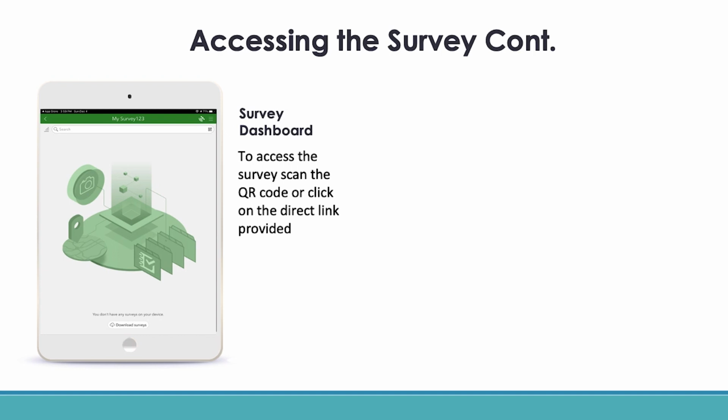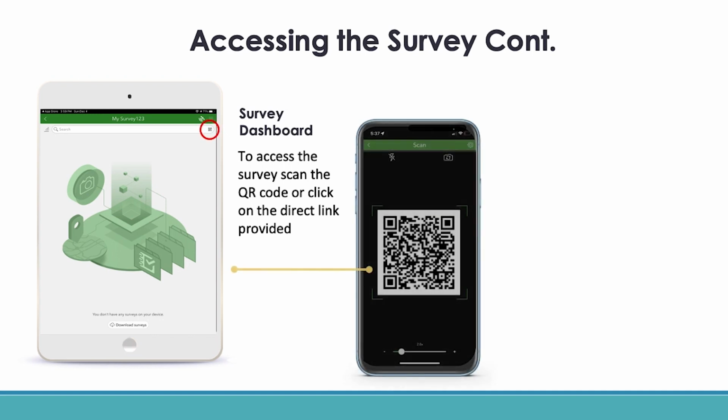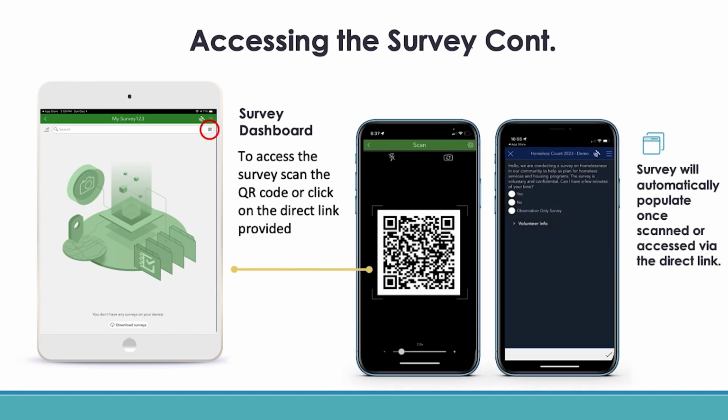Now it's time for you to load the survey onto your dashboard. To do this, you will either scan the QR code provided by clicking on the circled icon on the top right-hand area of your dashboard, or you can follow the link provided. Whichever way you decide to access the survey, it will automatically populate and you will be displayed with an introduction statement and question. The survey will then be saved to your dashboard and will be available for continued use once you submit your first survey. You're now fully set up with the app to begin.